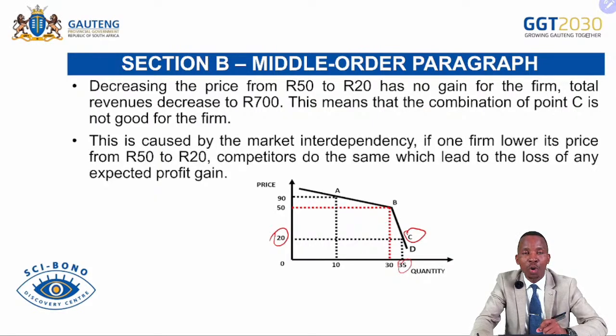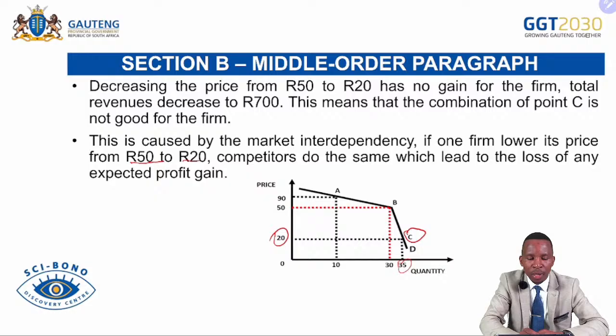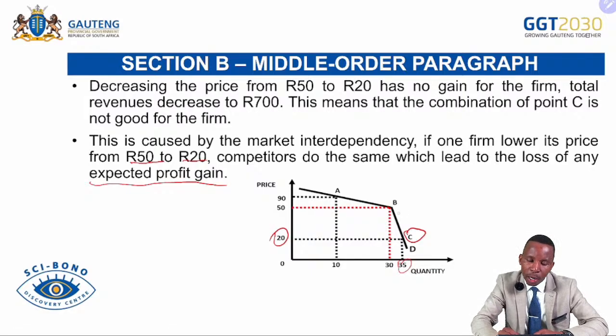If one firm decides to lower the price, other firms also do the same under oligopoly, avoiding losing their market share, because if they keep their prices high under pure oligopoly, these firms will lose their market share to the rival firm that is selling at the lower cost. If one firm lowers its price from 50 rand to 20 rand, competitors do the same, which leads to the loss of any expected profit or gain. So that's why here we have this inelastic bottom segment of the demand curve. You can see that the top segment is relatively elastic and the bottom one is relatively inelastic.